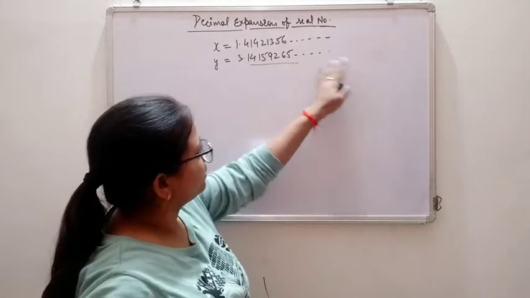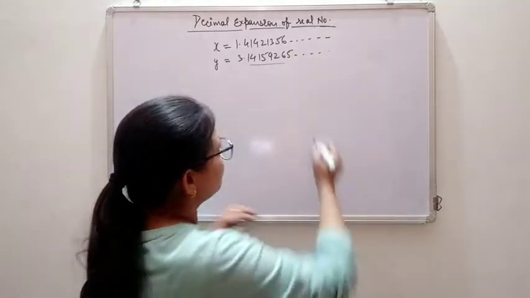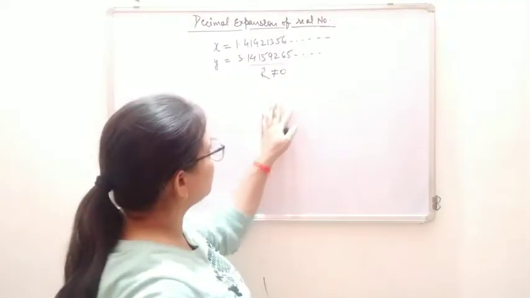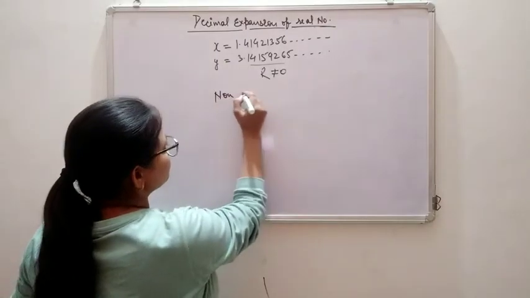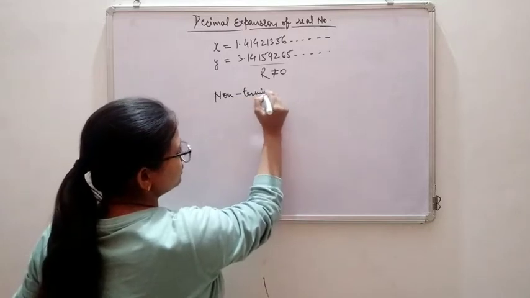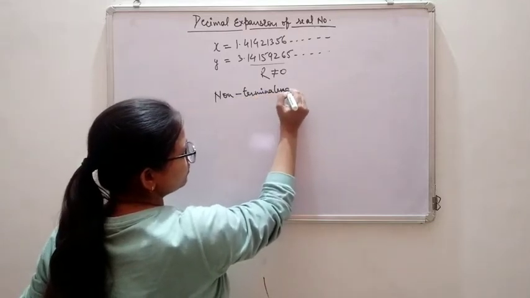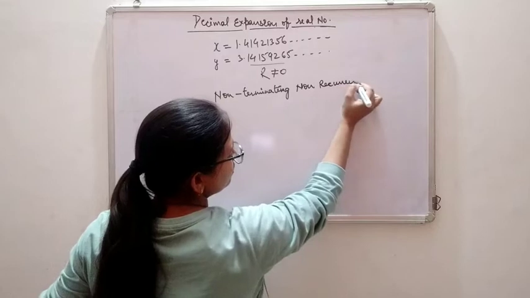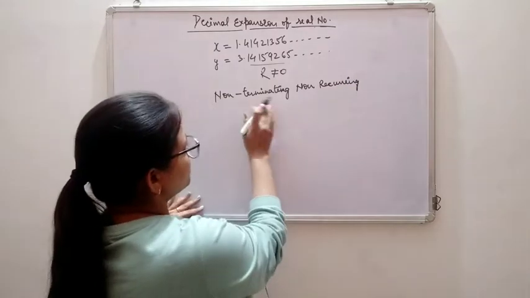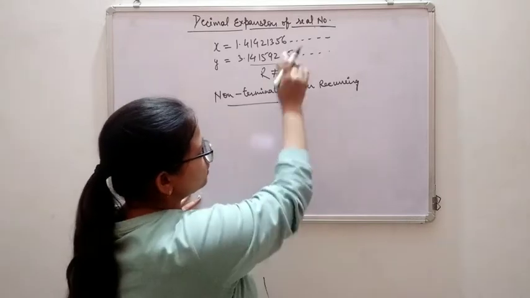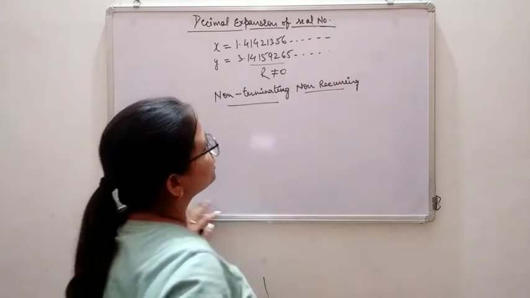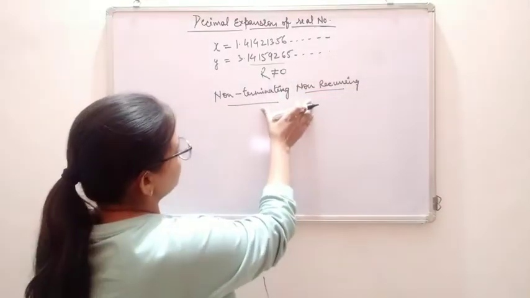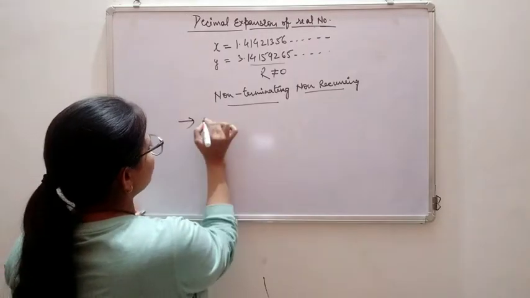14156999265. It's going like that, and it's not even ending. Means the remainder is not 0. So the decimal expansion of such numbers we call non-terminating, non-recurring, right? Because the remainder is not 0, it's non-terminating, it's not ending, and non-recurring means there is no repetition of any digit, right?